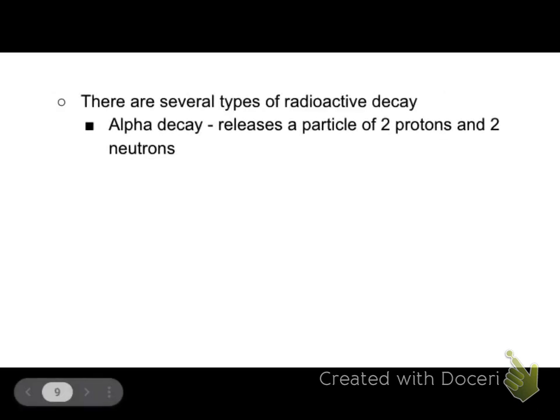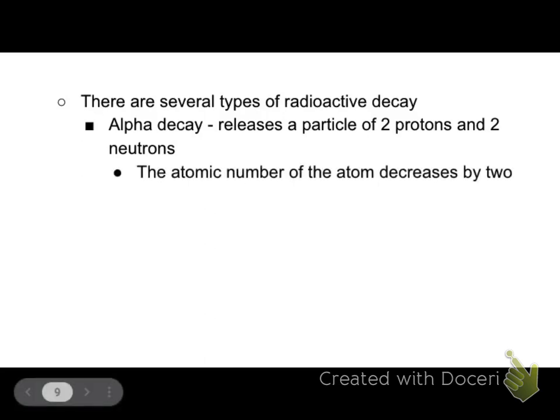There are a couple different types of radioactive decay. The first one is called alpha decay. When this happens, the nucleus of an atom releases an alpha particle. An alpha particle is 2 protons and 2 neutrons together. When it's released from the nucleus, it also takes some energy with it. And that nucleus then decreases by 2 protons, which means the atomic number goes down and it becomes a different element.